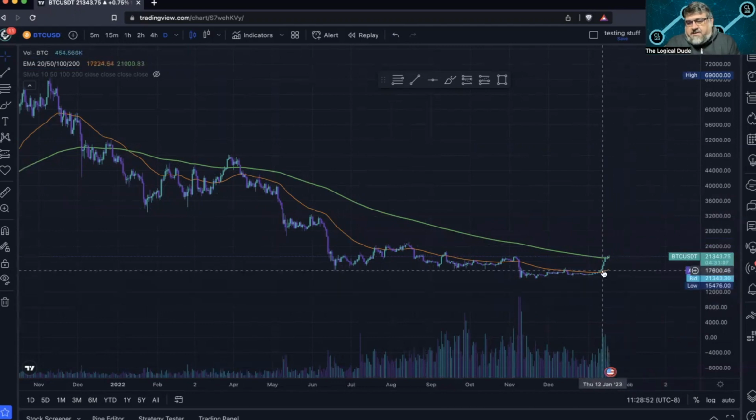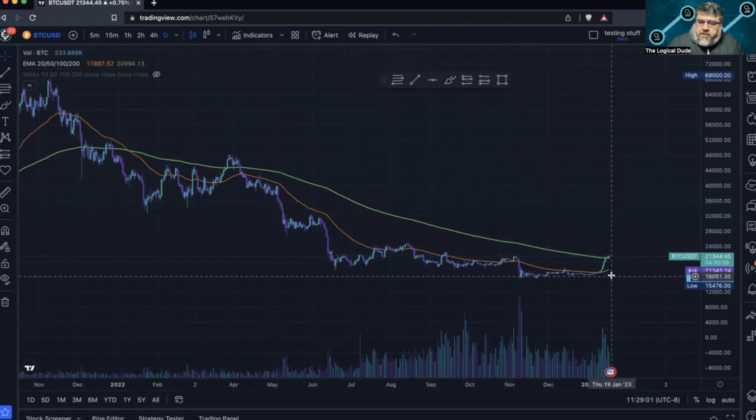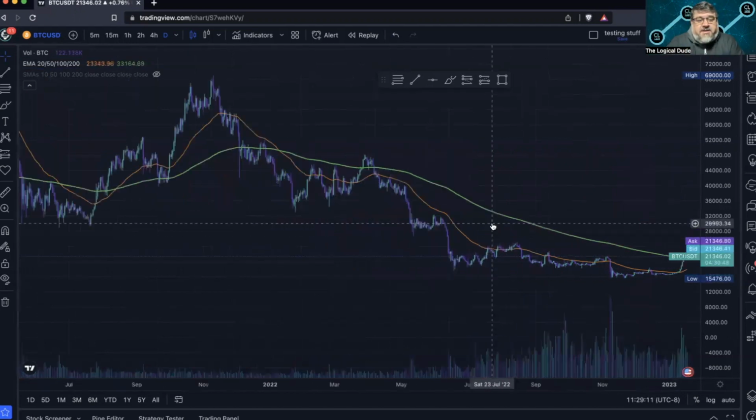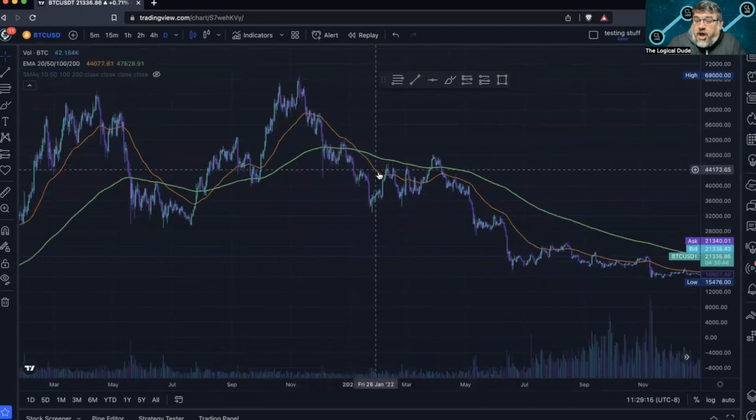And generally what happens is when your 50, which is the orange line, this is the 50-day moving average, and then the green one is the 200. So when the short one crosses over the long average, that means you're going to be in a bullish trend. If it's the opposite direction, all right, so let's zoom back out. So here you can see where the 50 period crossed under the 200.